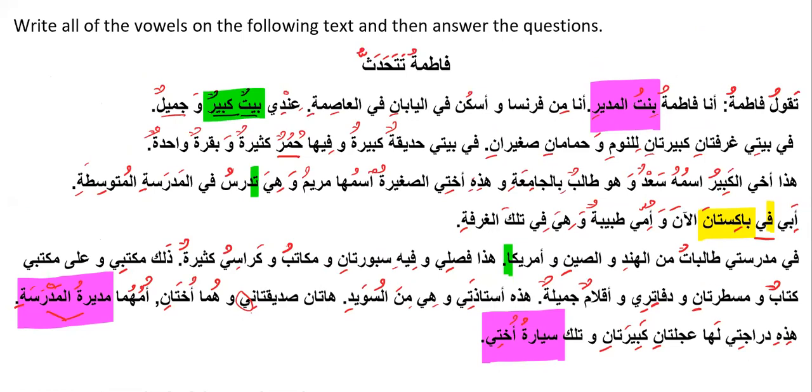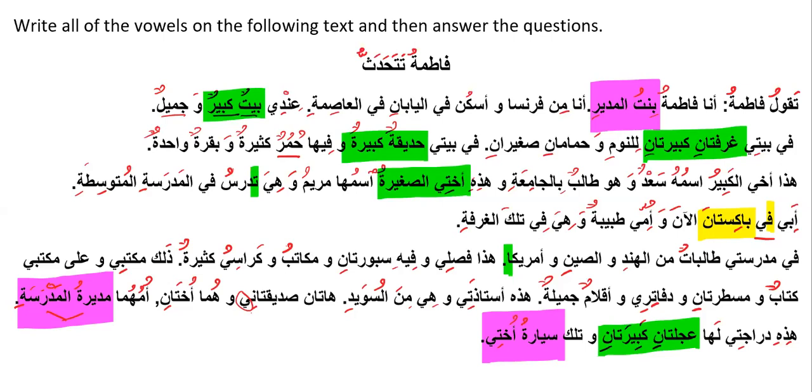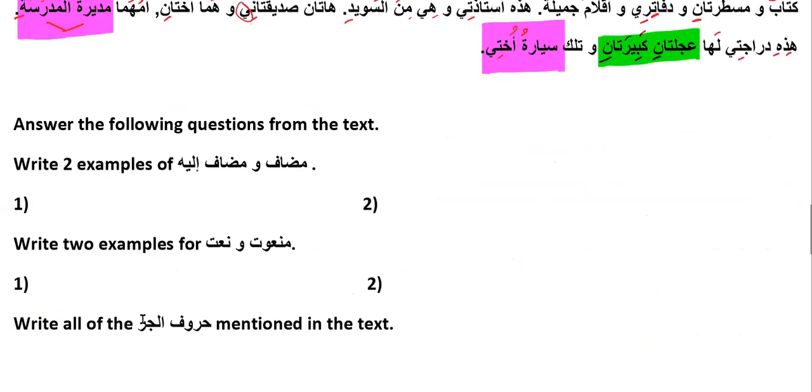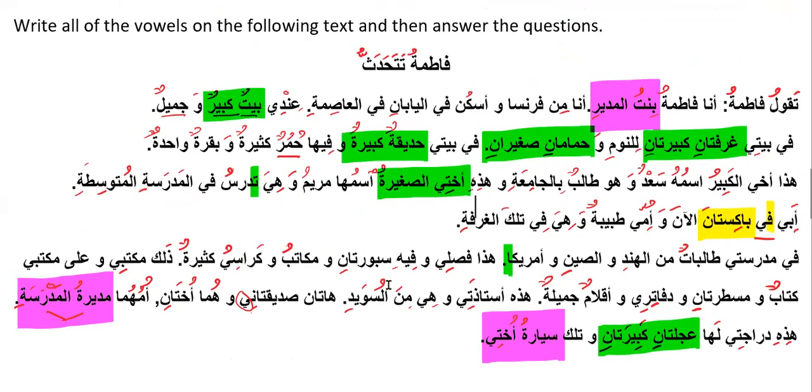Tani kabiratani. Ukhti as-sagiratu. Yeah, adilatani kabiratani. And also kabiratun. Naam. Hadiqatun kabiratun. Ghurfatani kabiratani. Hammamani sagirani. Jayid. And then we have to write all of the huruf jar that I mentioned in the text.